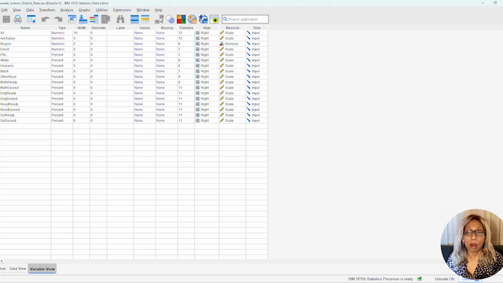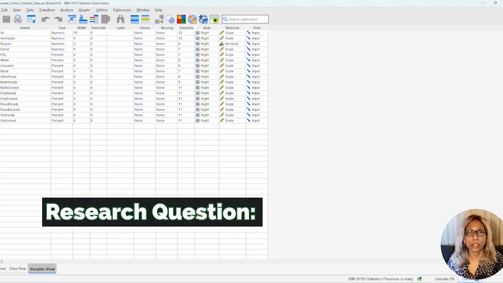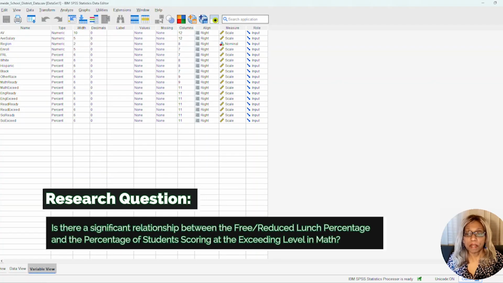Welcome to a new research task using correlation analysis. We're going to use the database Statewide School District Data, and we're going to demonstrate how to use SPSS to answer the following research question. Is there a significant relationship between the free reduced lunch percentages and the percentage of students scoring at the exceeding level in math?